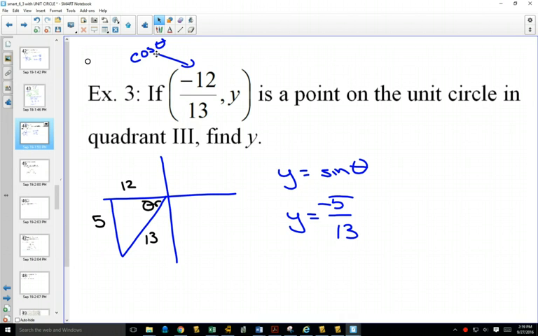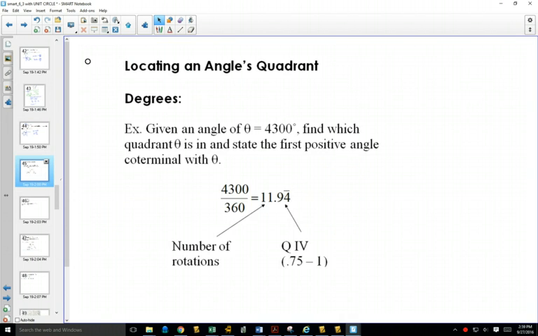Next thing we're going to be looking at is taking angles and coterminal angles, especially big angles, and figuring out where they end. So for example, if we have a big angle like 4,300 degrees, we might want to find out what quadrant that's in, and then find the first coterminal angle that ends in the same place as 4,300 degrees.